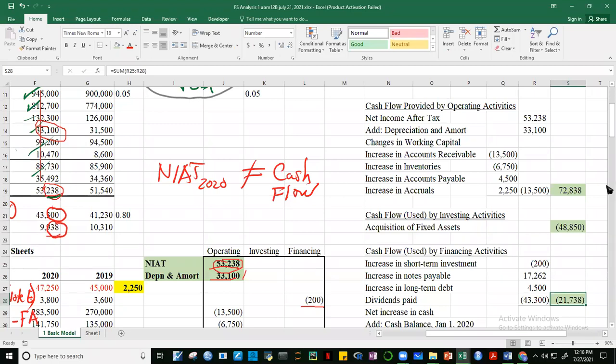By the way, guys, don't type the numbers. Kailangan nakalink dito. Para kung sakaling may mga changes tayo dito, automatic magre-reflect siya dito. I'll give you 1 or 2 minutes to construct your statement of cash flows.